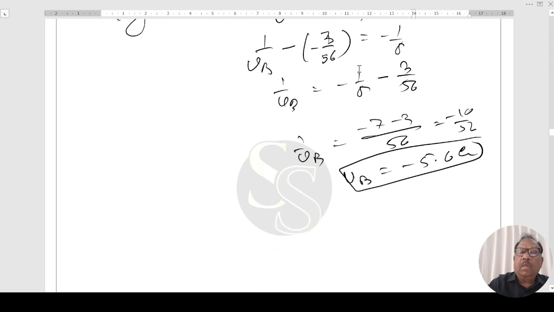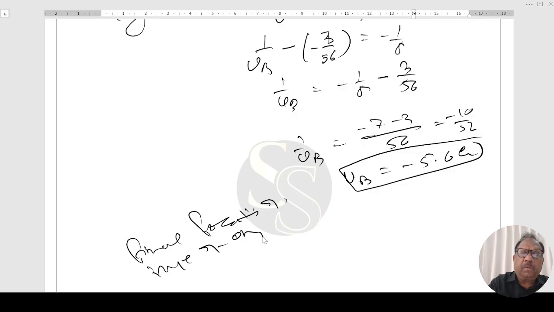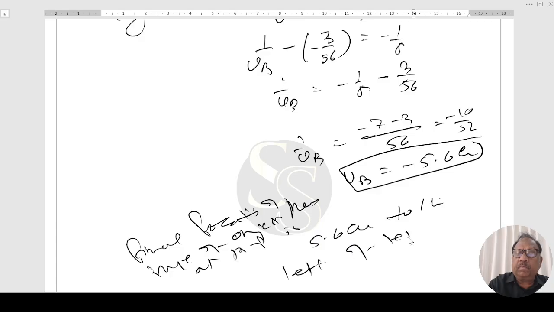That is the final position of the image of the object placed at point P: 5.6 centimeter to the left of lens B. That is the answer. Right? Next question.